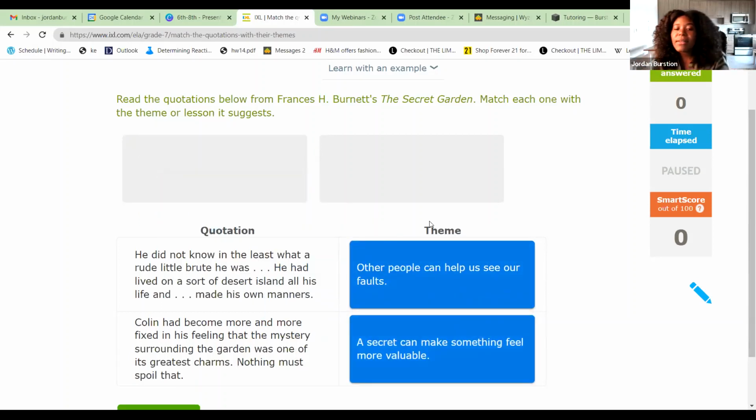So other people can help us see our own faults. The quotation says he didn't know what he was doing was wrong. Sometimes we don't know what we're doing can be hurtful or wrong, and it's helpful for someone else to help us see that. And then here he said a secret can make something feel more valuable. He felt that the garden was more valuable because it was a secret garden. Okay, good work, good work.